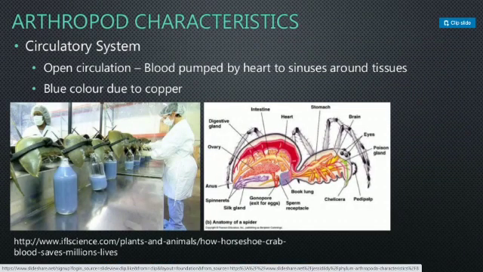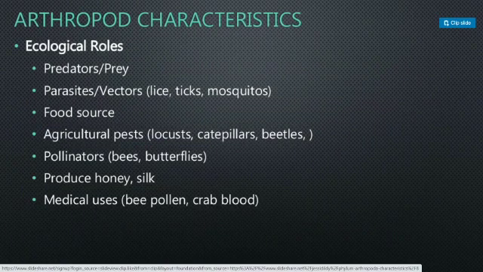Arthropods have an open type of circulatory system in which the blood is pumped by the heart to the sinuses around the tissues, bathing all the tissues and organs. Now finally, students, we will discuss the ecological role of the arthropods. They act as predators in the food chains. Some of them are also parasites like ticks, lice and mosquitoes. They are also used as a food source in some countries. They are agricultural pests like caterpillars and beetles.